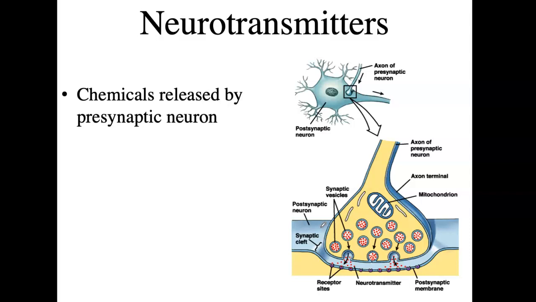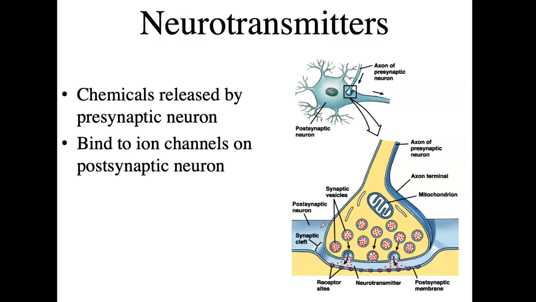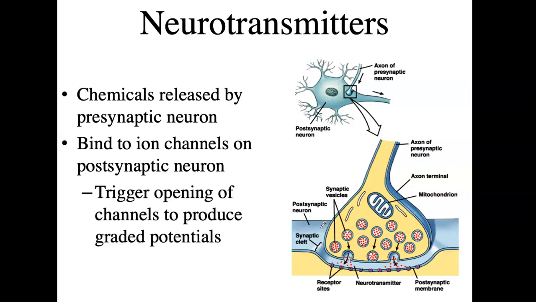Neurotransmitters, a little more on these. They're chemicals released by the presynaptic neuron, and there's many different kinds that we'll look at later on. They're going to bind to the ion channel on the postsynaptic neuron, and they're going to trigger the opening of the channel to produce a graded potential. Remember, this is going to be a graded potential because maybe there isn't enough stimulus, and if not enough stimulus comes here, that graded potential may not be sufficient to reach the axon hillock of this second cell, of the postsynaptic cell.